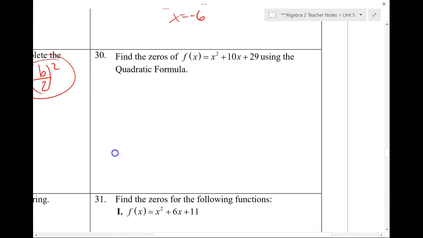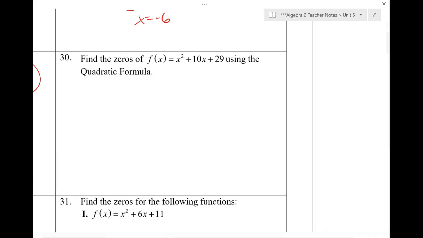Okay, so now go to the right to number 30. Find the zeros of x squared plus 10x plus 29 using the quadratic formula. So we're at the quadratic formula. Again, if you don't remember this one, use your flashcards. There's our formula. So all we have to do with the quadratic formula is, 1, remember it, and 2, just plug in the values once you have it.